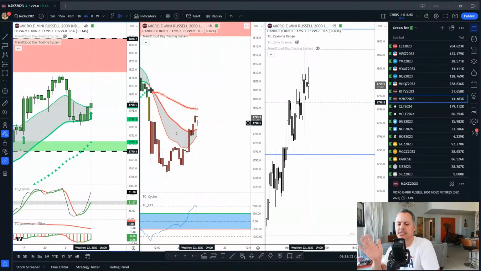See how easy I was able to identify that? That's why I built TrendCloud. Okay, I wanted it to be easy for me to evaluate all of the stocks or Forex or cryptocurrency, whatever. In this case, futures, right? I wanted to make sure I had a very objective method for doing this.